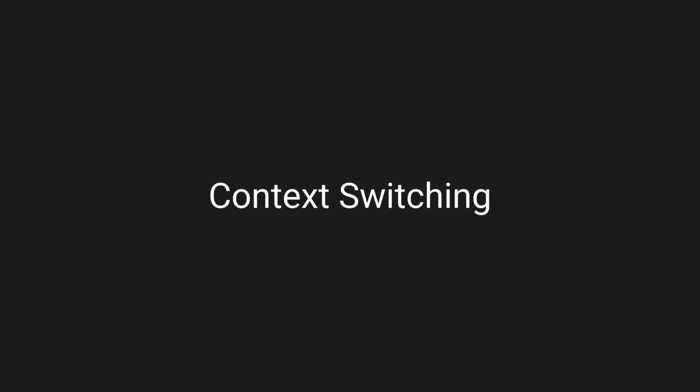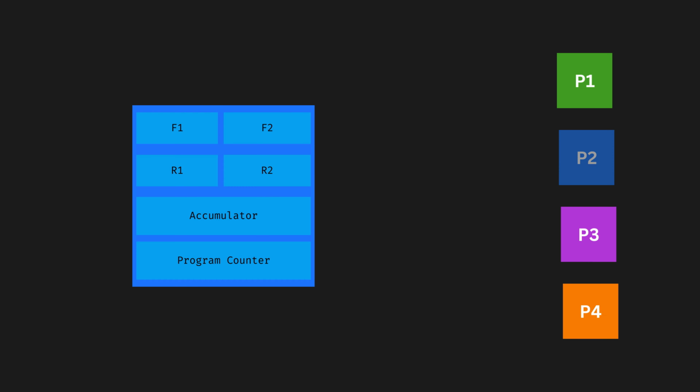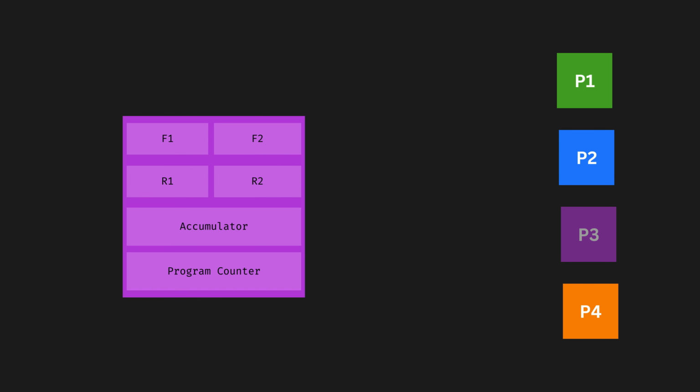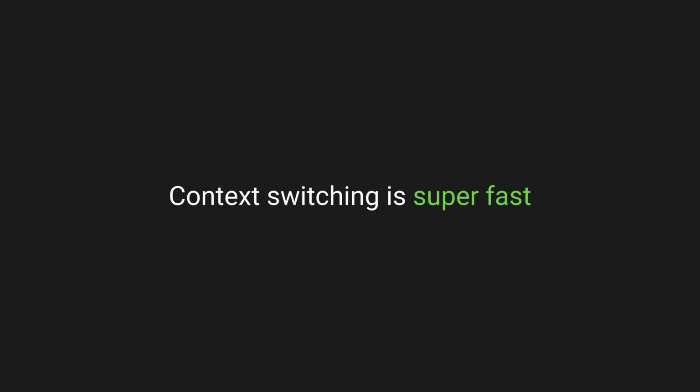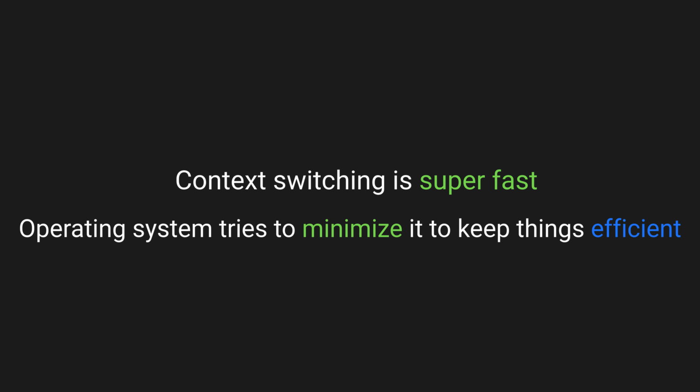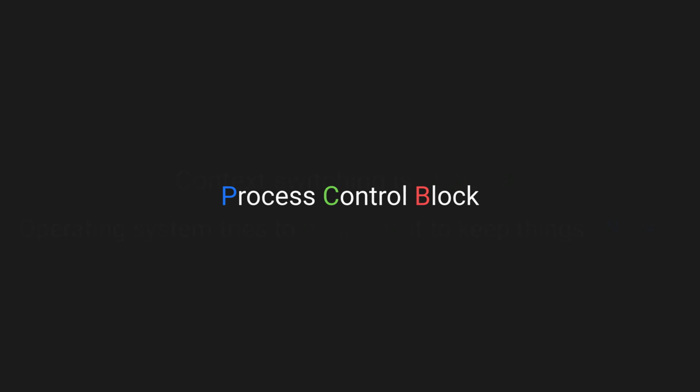During a context switch, the operating system saves the state of the current process, like the program counter and register values, and loads the state of the next process. This ensures that each process picks up exactly where it left off. Context switching is super fast, but it does take some time, so the operating system tries to minimize it to keep things efficient. For storing the context of processes, the Process Control Block, or PCB, is used.